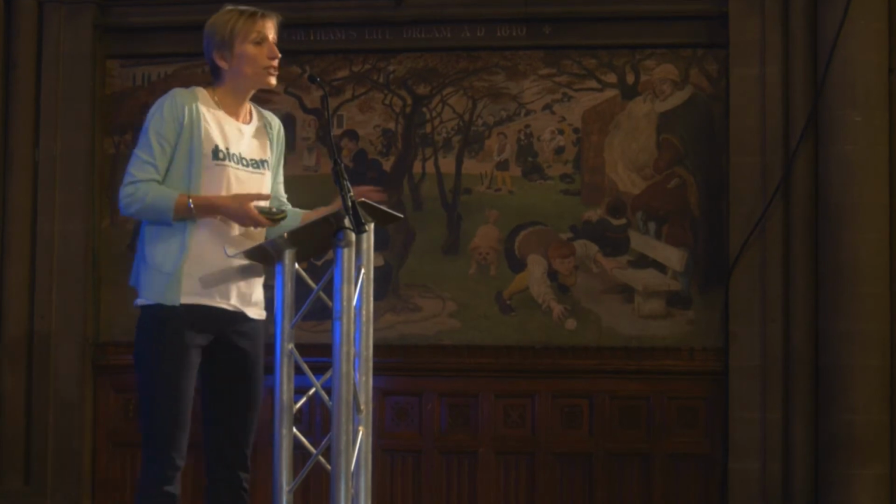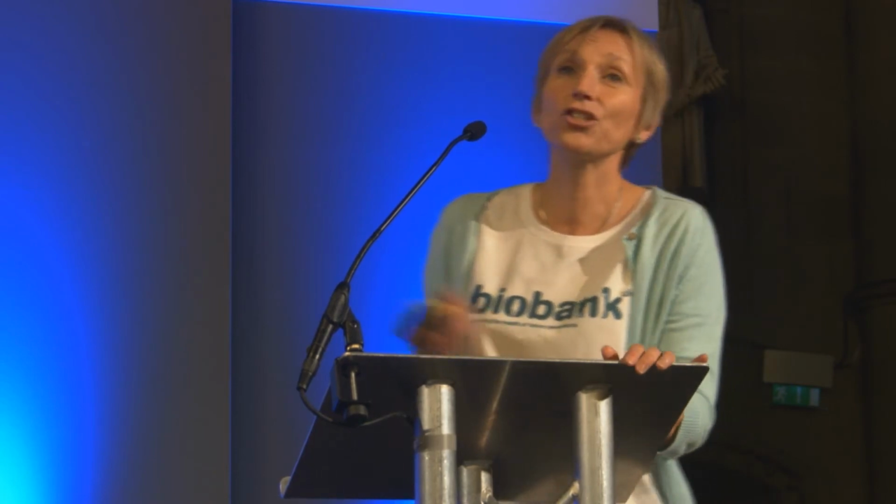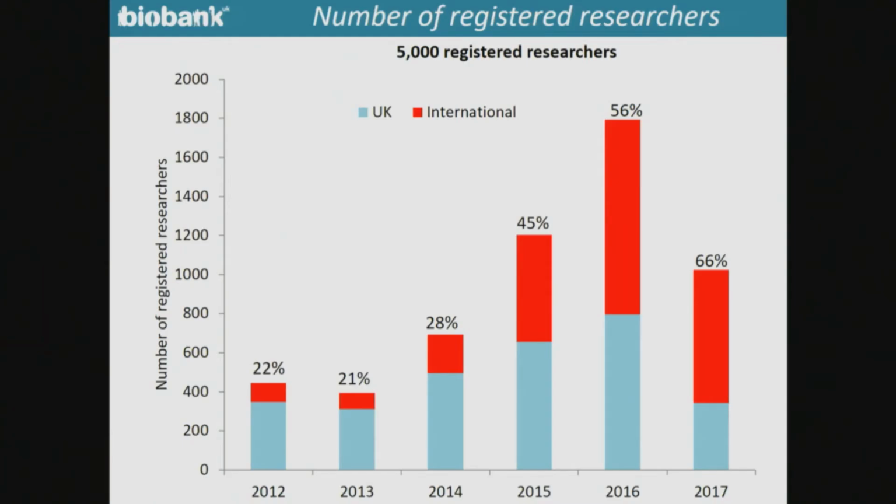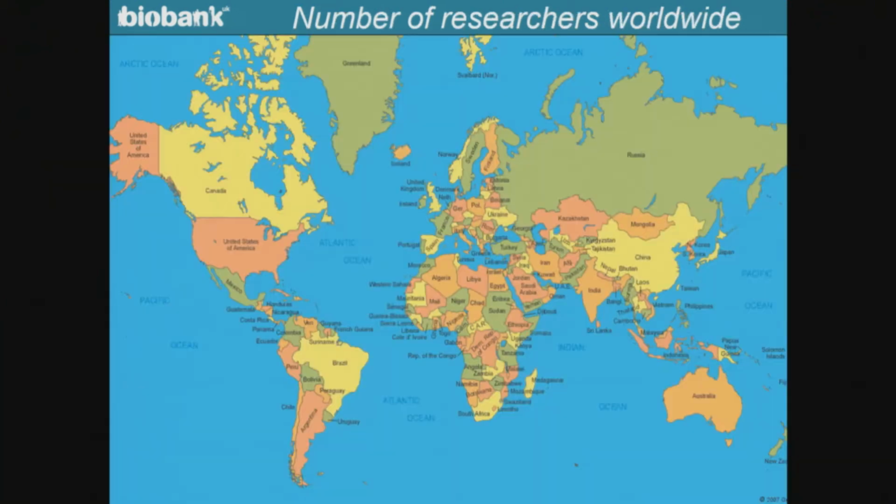So the number of registered researchers has been increasing year on year since we started, and this just shows you the number of registrations from the UK in blue and then from international researchers in red. And what you can see is that certainly over the last 18 months, the amount of interest coming from abroad has surpassed that coming from the UK. So the word is getting out there that this resource is not just for the UK, that it has a global reach. So where are these researchers coming from?